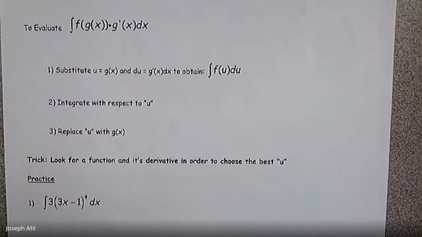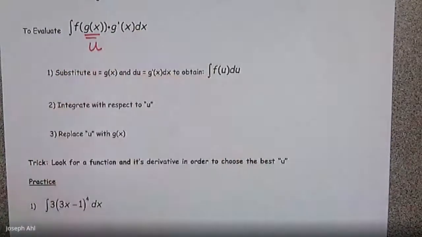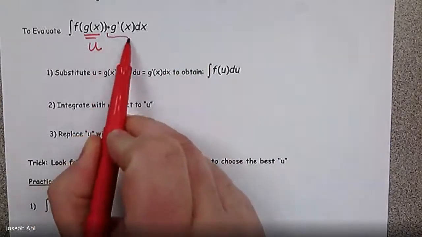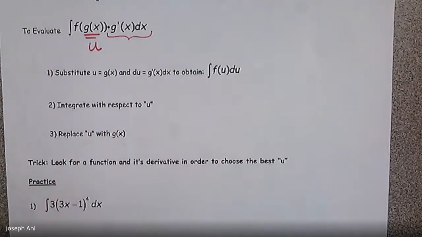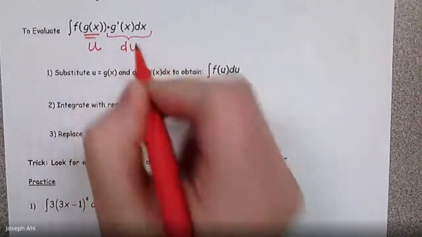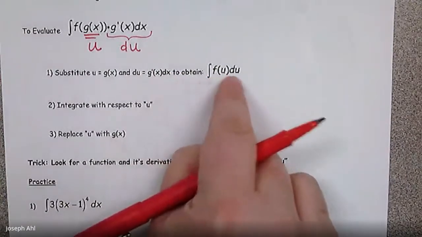If we can identify those pieces, we can use a substitution process by following these steps. Step one is substitute u for g of x. We're going to let this whole function g of x equal u. When you take du dx, the derivative of u with respect to x, that's going to match up with g prime of x dx. That becomes your du, and we're going to get something in the form of f of u du.